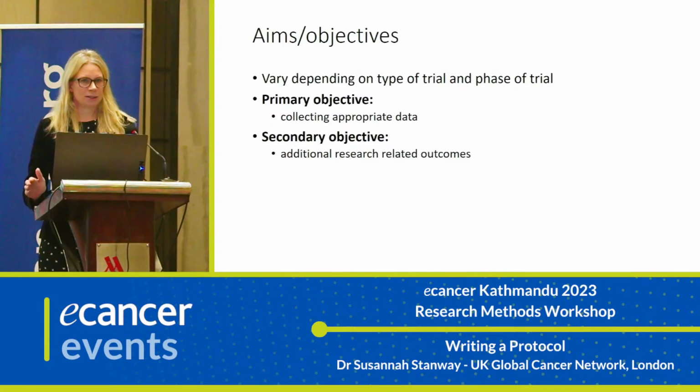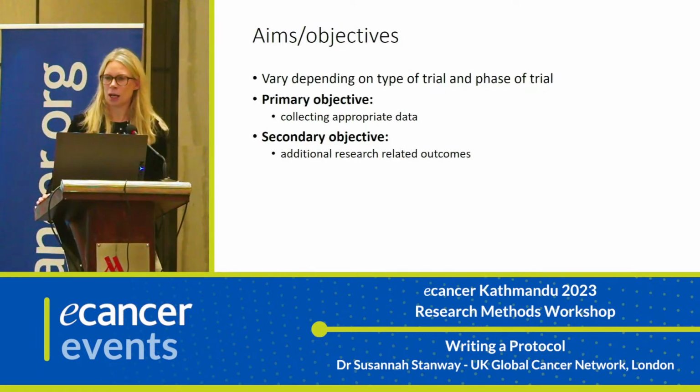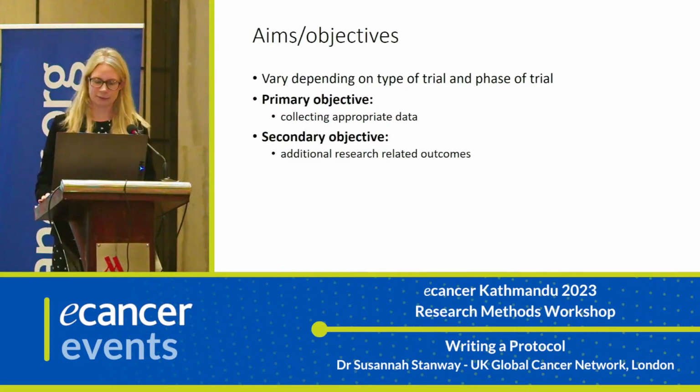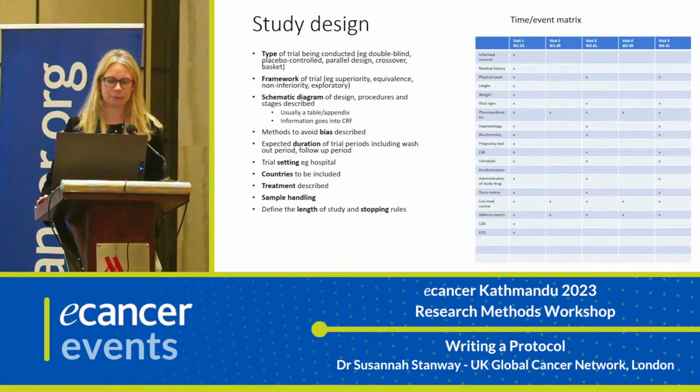So the next bit that your protocol should have in it is aims and objectives. And this obviously varies depending on what the type and phase of the trial is. But you should at least have primary objectives and secondary objectives. And these will inform your endpoints, which we'll come on to in a minute.